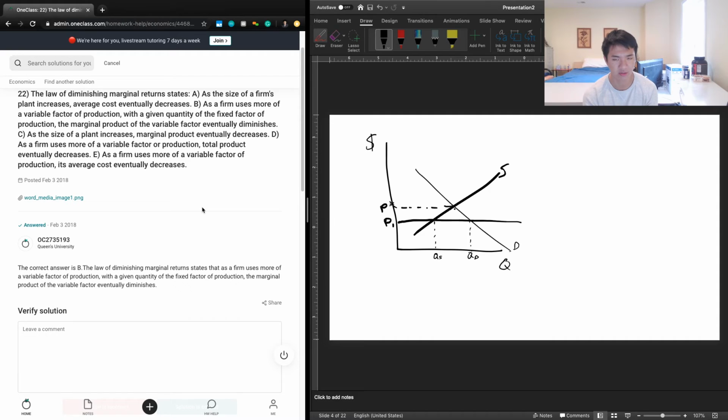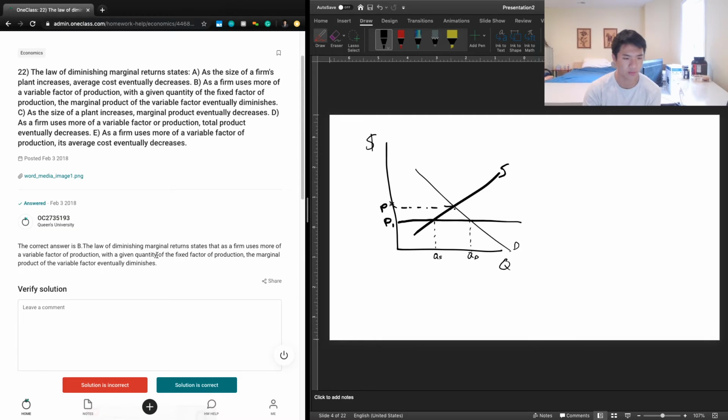The law of diminishing marginal returns states, as a firm uses more of a variable factor of production with a given quantity of the fixed factor of production, the marginal product of the variable factor eventually diminishes. And so let's take a look at the answer choice that the tutor provided. They also said the correct answer is B.